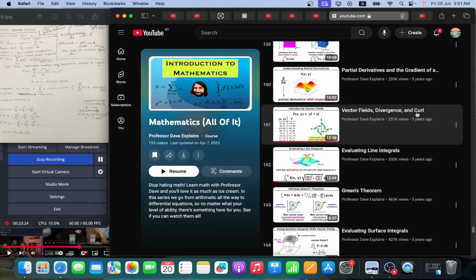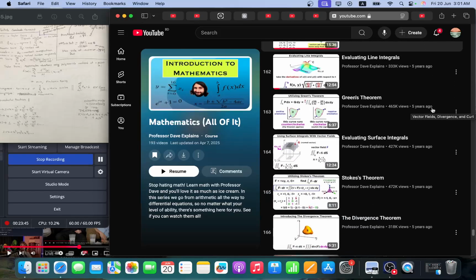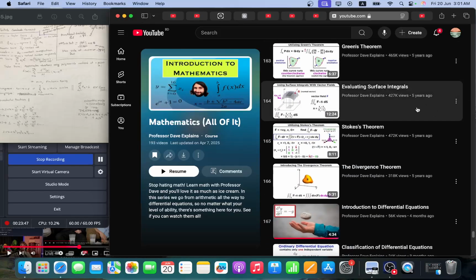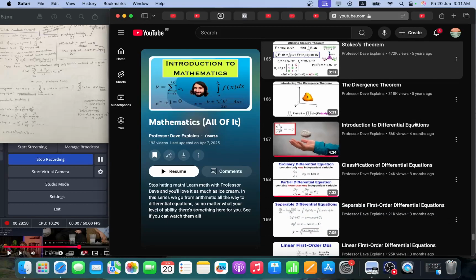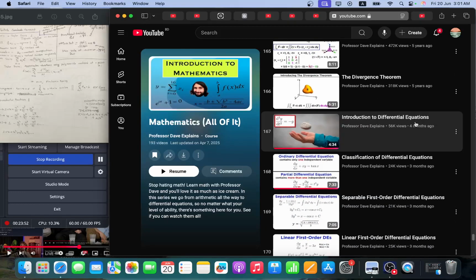Vector fields, divergence and curl, and this is like a hobby horse that I want to ride. I want to get to this position where I know properly what is a vector field and what is a divergence, curl, etc. I think if my understanding is correct, divergence and curl are like different types of vector fields, I guess. So more on those later. Green's theorem, evaluating surface integral difference, divergence theorem, introduction to differential equation.